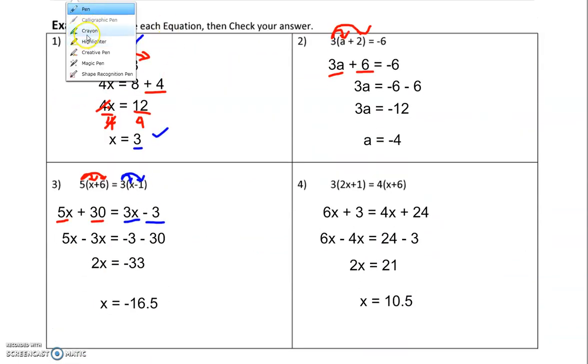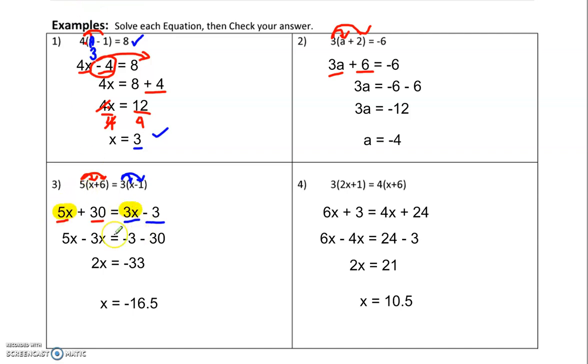So what I'm going to do is get my highlighter out. Here's an x and this one's an x. So you want both of your x's on the same side. And here is a number that has no x's, and then this one also has no x's. So you want those on the same side as well.